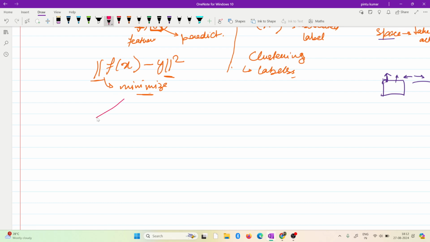Now, this supervised learning has two further bifurcations. One is called regression. Obviously, there can be more, but I'm talking about two main ones, and these are the ones that we are going to discuss today. One is called regression. Another one is called classification.